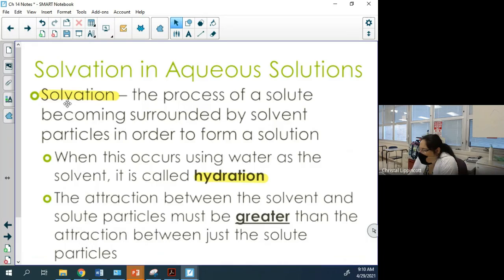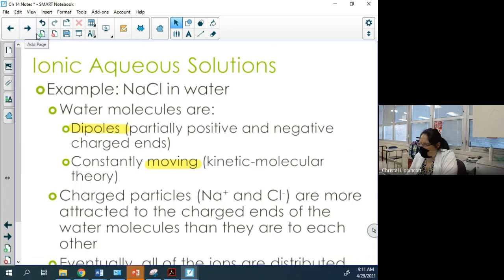All right, so aqueous solutions. Aqueous means what? Dissolved in water. Exactly. So it's going to be dissolved in water. And what happens is we have this solvation. It's the process of the solute getting surrounded by these water molecules. And when this happens, it's called hydration. The attraction between the solvent and solute particles has to be greater than the attraction between just the solute particles. Let me see if I got a picture of this. Yeah, I do.